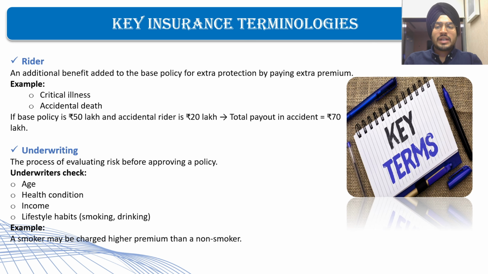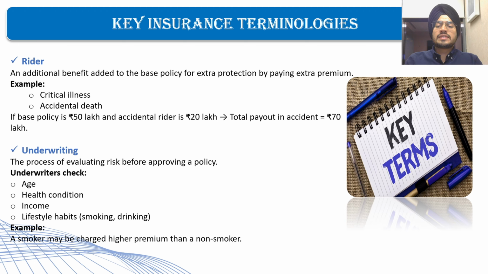Rider, additional benefit added to the base policy for extra protection by paying extra premium. So let's take an example. We have bought a term plan. If we add critical illness in that, we'll get the sum assured even if we fall ill due to critical illness. Okay, so if the base policy is 50 lakhs, accidental rider is 20 lakhs, then the total payout in accident would be 70 lakhs.